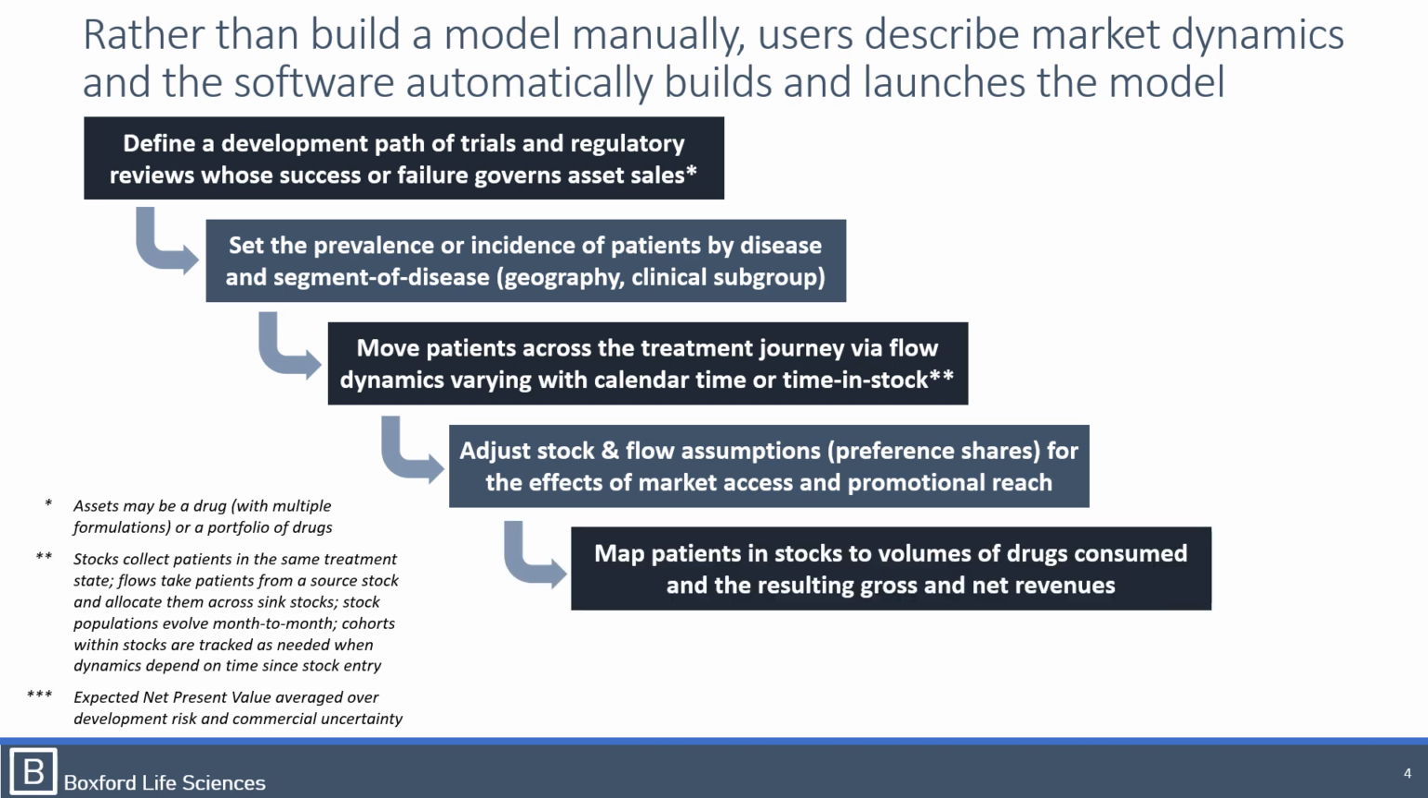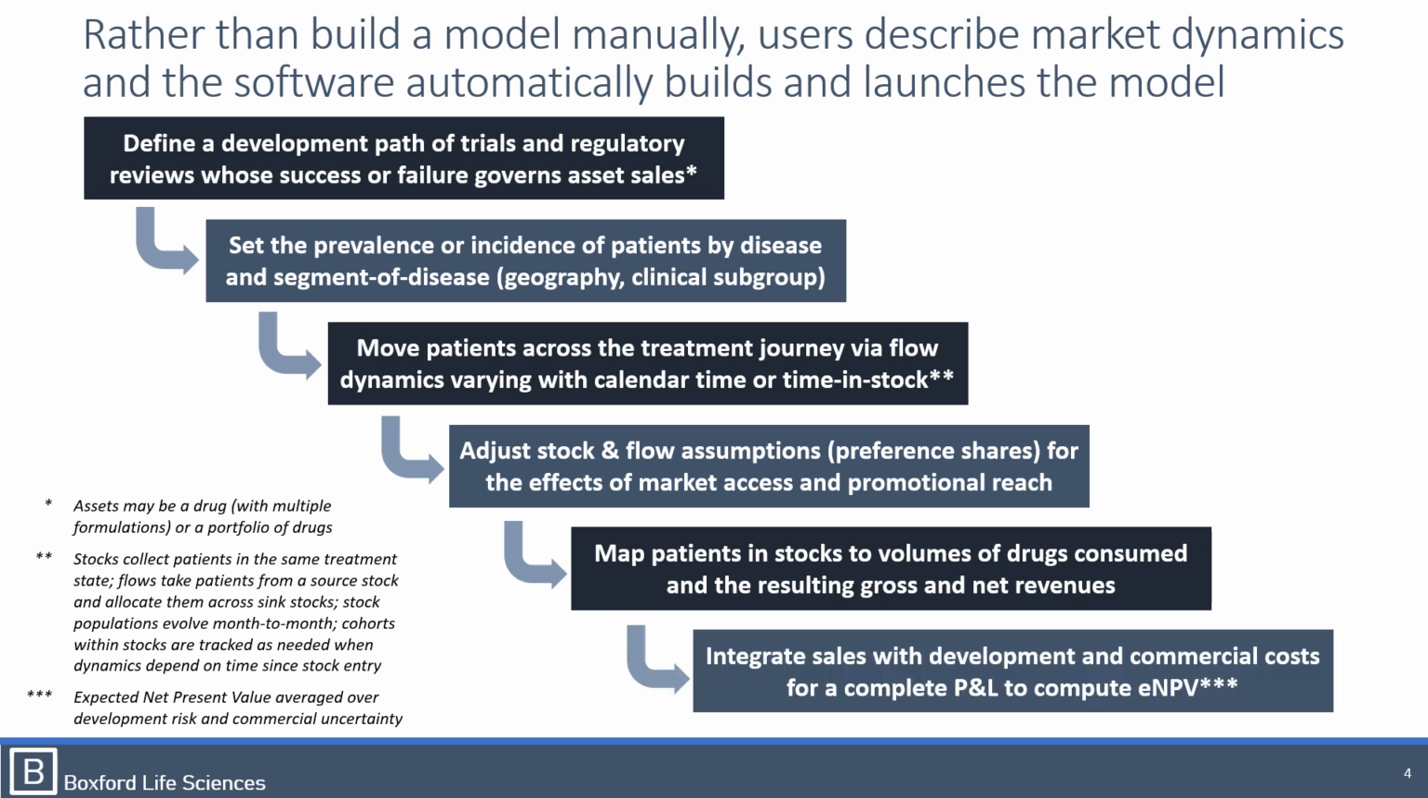And then we can map the patient populations in each stock to the volumes of drugs that are consumed and then the resulting gross and net revenues. We then integrate these with the development and commercial costs that we calculate for a complete profit and loss statement of the asset and to compute expected net present value.